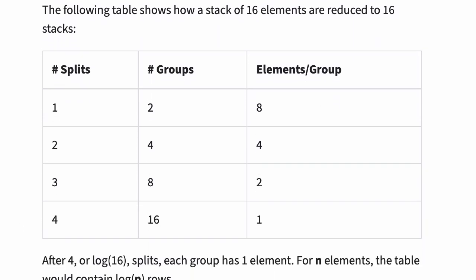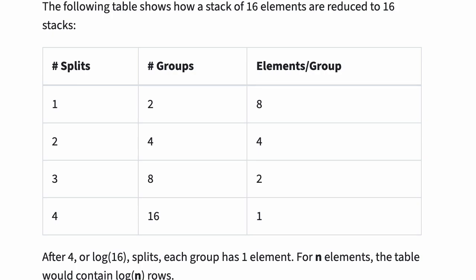The following table shows how a stack of 16 elements is reduced to 16 stacks. After 1 split, there are 2 groups of 8. After 2 splits, there are 4 groups of 4. After 3, there are 8 groups of 2 elements per group. And after 4 splits, there are 16 groups each with 1 element. For n elements, the table would contain log n rows.